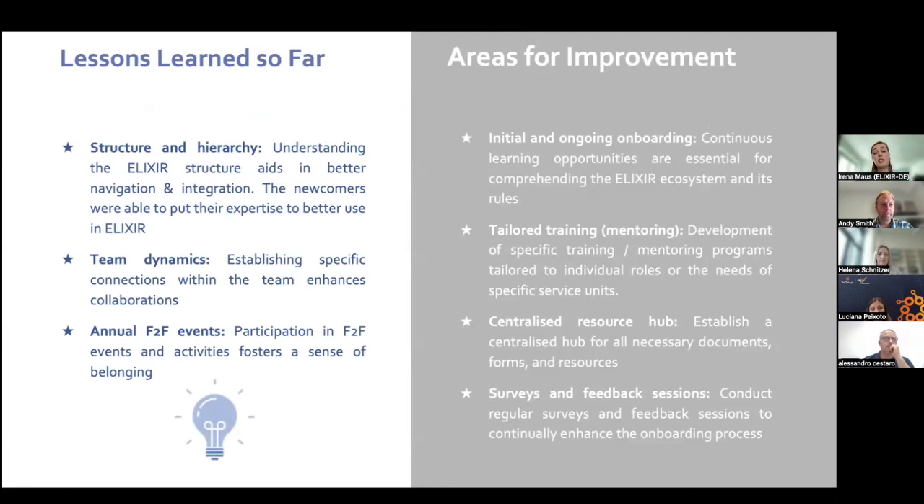Of course, there are lessons learned so far, and definitely room for improvement. From the onboarding I did over the last 2 years, I clearly understand that the ELIXIR infrastructure is very complex, and it is beneficial for newcomers to understand this infrastructure, to better navigate and integrate, and also to put their experience to better use in ELIXIR.